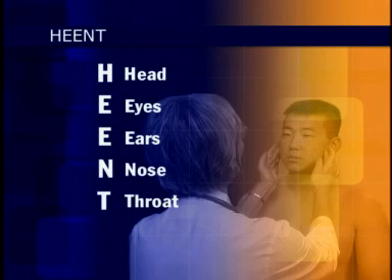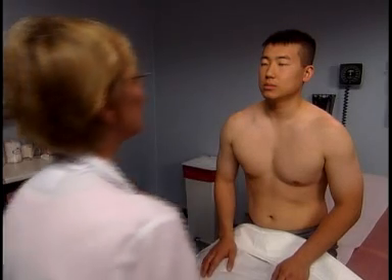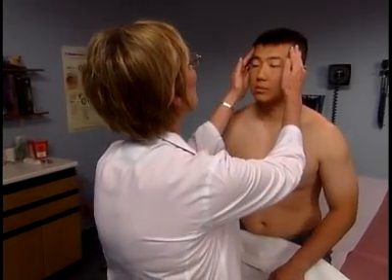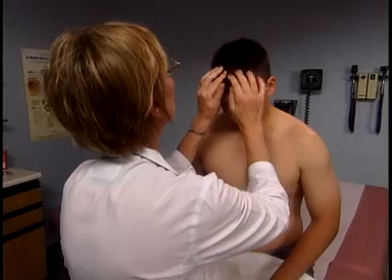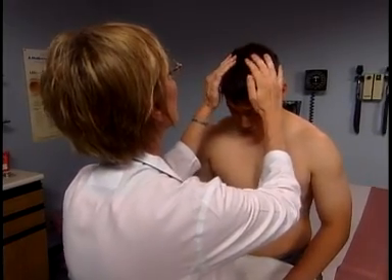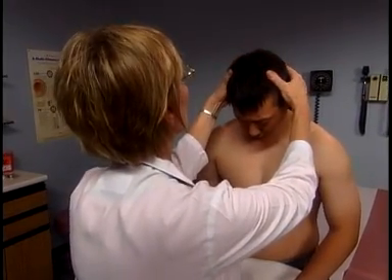Next, assess the head, eyes, ears, nose, and throat. Palpate the scalp, looking for any depressions of the skull which might indicate head trauma or previous surgery. Inspect the hair and its texture, looking for nevi, lesions, or parasites.